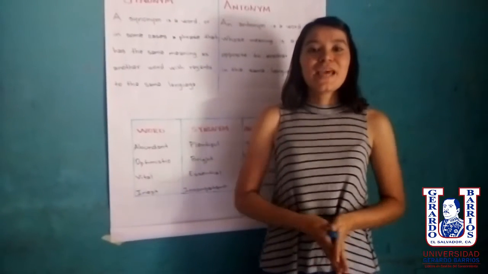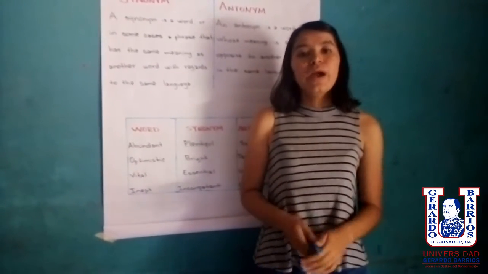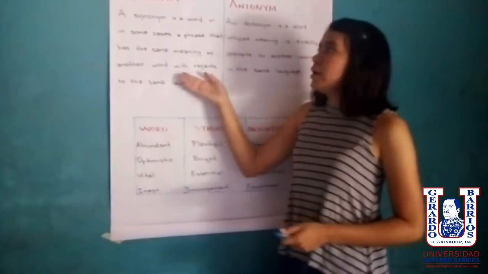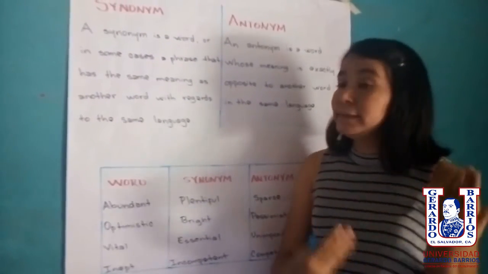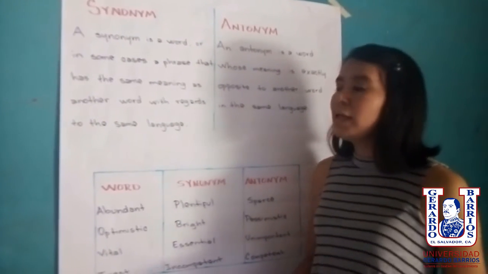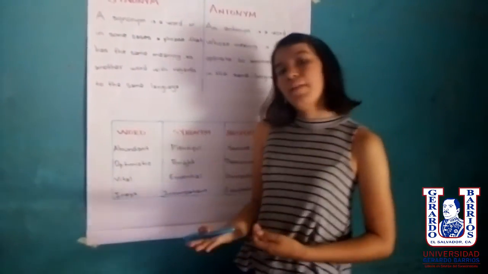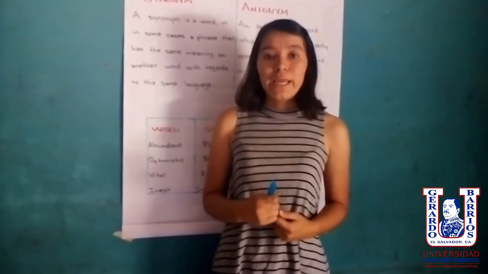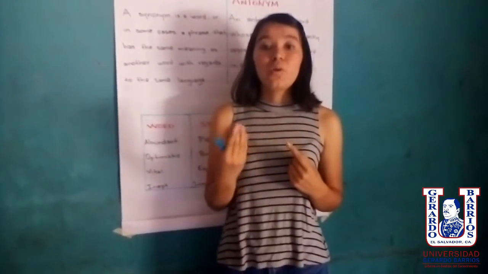To start with the class, you need to know what is synonym and what is antonym, because we are going to work with them during the class. So let's start. Here you have a little concept about synonym. A synonym is a word, or in some cases a phrase, that has the same meaning as another word in the same language. For example, if I say the word free, one synonym of this word is independent, because sometimes one word has 3 or 4 synonyms.